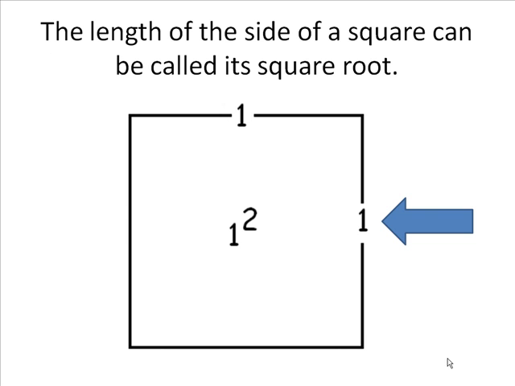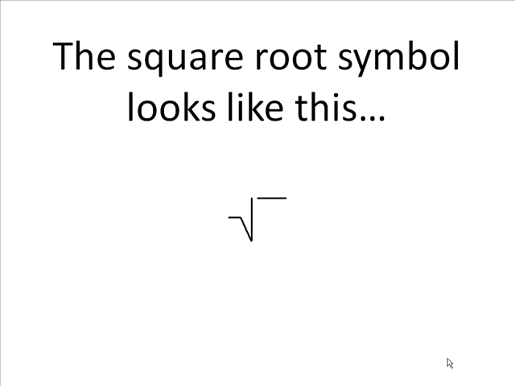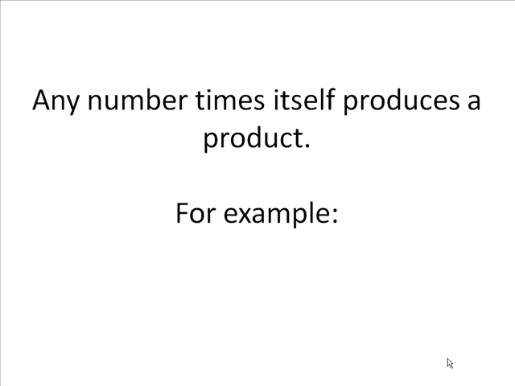The length of the side of a square can be called its square root. The square root of 1 is 1, and it is written like this in mathematics. The square root symbol looks like this.